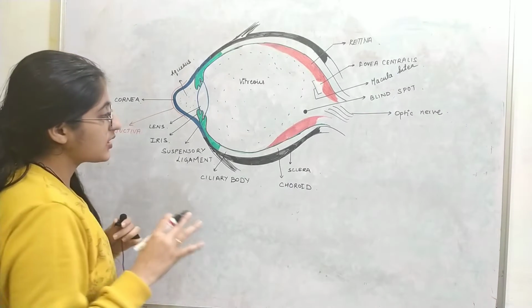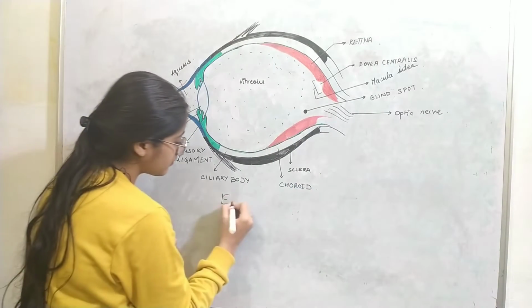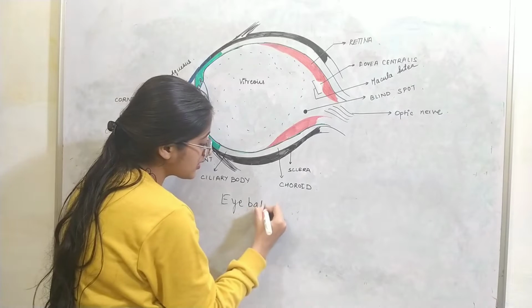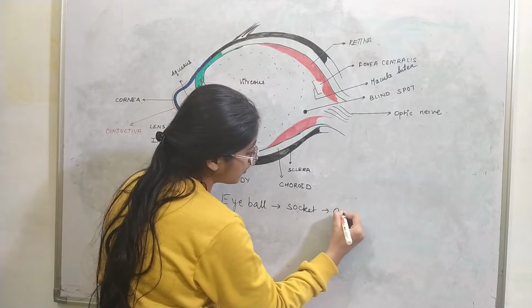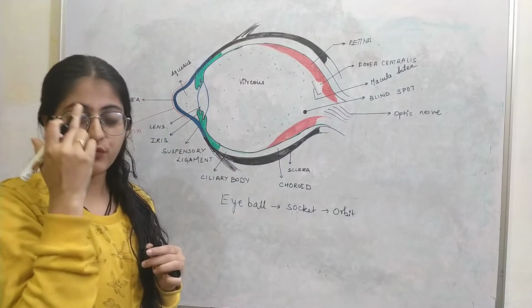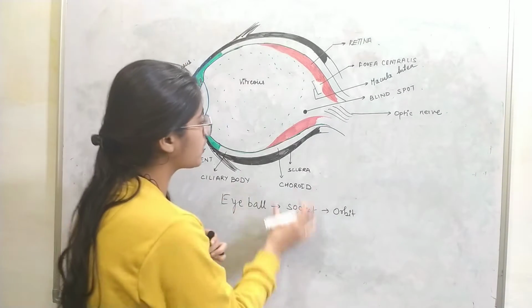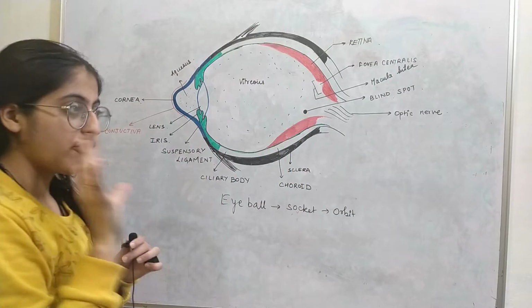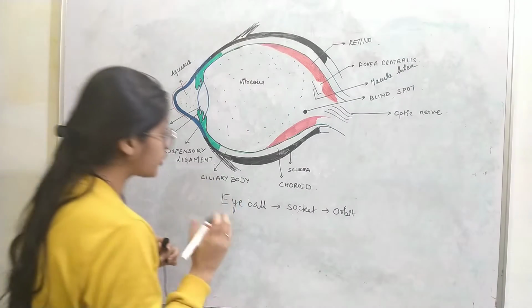The first thing we should know is that this is the structure of an eyeball, and the eyeball is present in a socket known as the orbit. You can touch around your eyes, that is the bony part that forms the socket structure in which the eyeball fits. Now this eyeball is further divided into three layers.